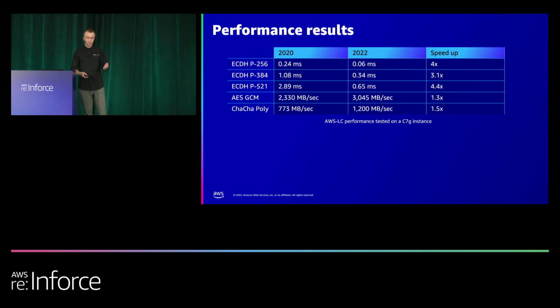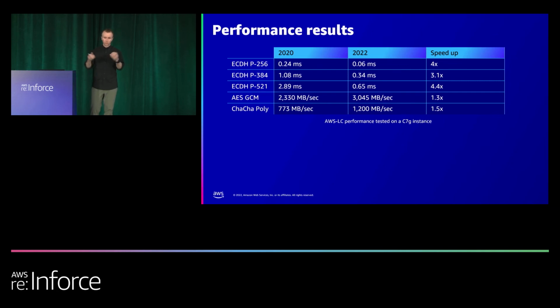So this table is showing AWS-LC's pure performance tested on an EC2 C7G instance. This is that bottom layer of performance I talked about on the previous slide, and is showing our performance on the same instance with our code from 2020 and today in 2022. I should call out that we were very happy with our performance initially in 2020.